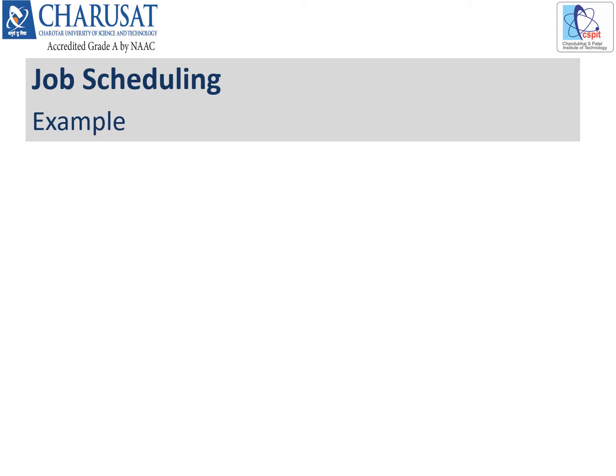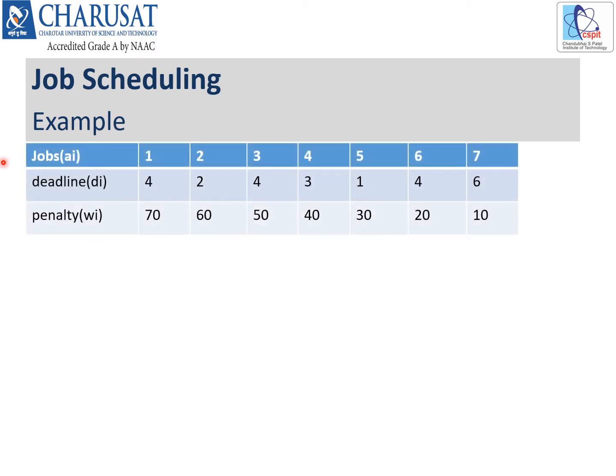Now we will understand this with one example. Here, total 7 jobs are given with the deadlines and penalties. Here, what does it mean by this particular cell? So, if I'm executing this job 3 after deadline 4, then I have to pay 50 penalty. So here I have to schedule the jobs such that it would result in minimum penalty. Okay, so scheduling is for the goal of minimizing the penalty.